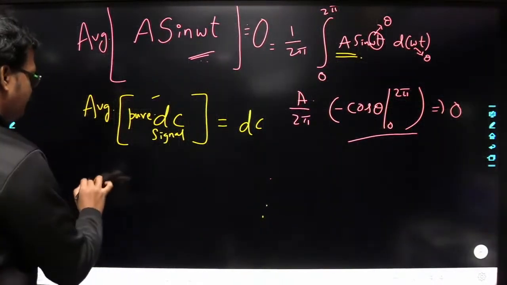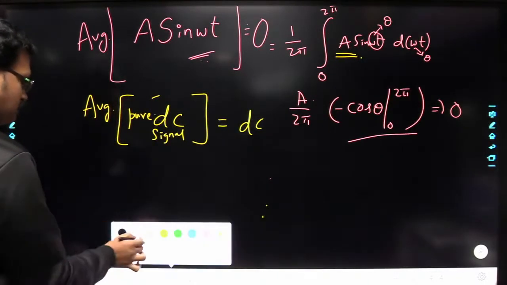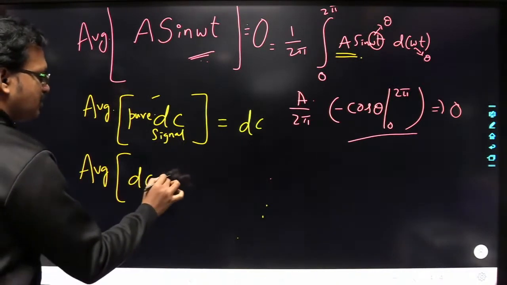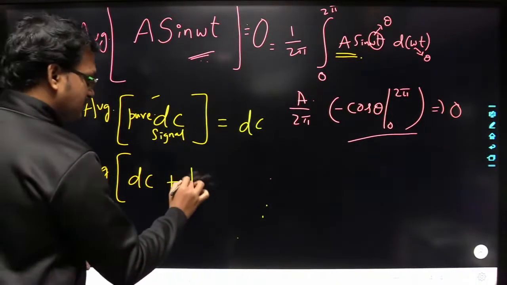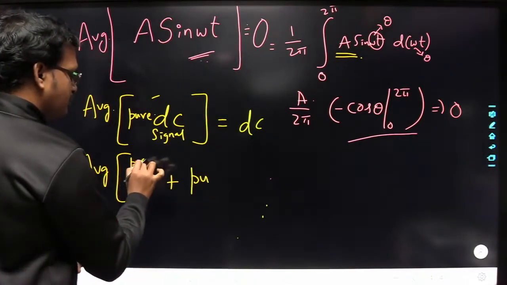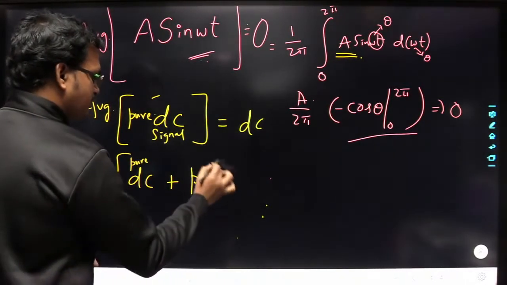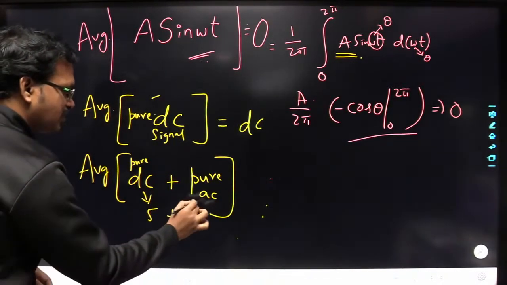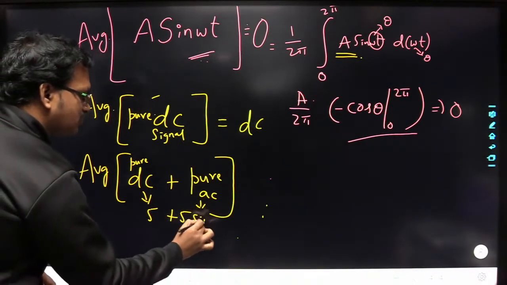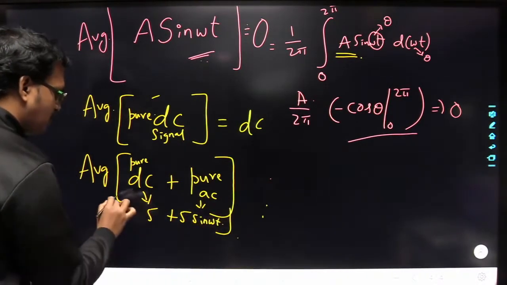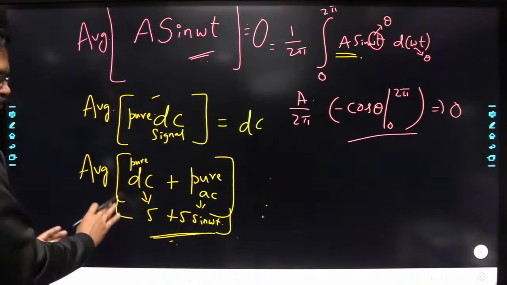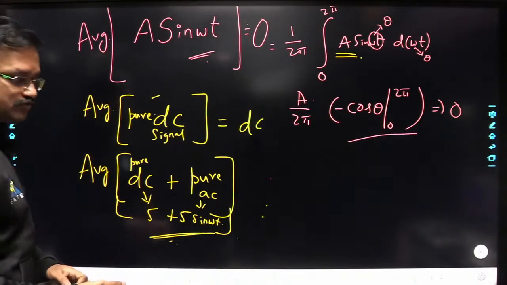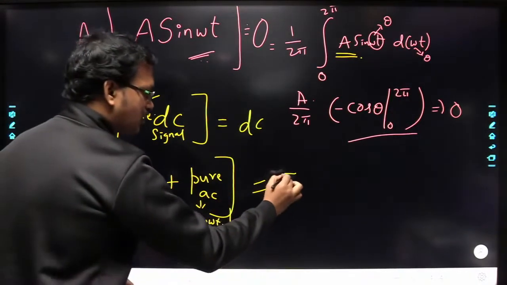Next, consider the average value of some DC signal plus a pure AC signal. Let us consider pure DC as 5 and pure AC as 5 sin omega t. This signal has both DC as well as AC. Now if I try to determine the average value of this one, what are you going to get? You are going to get 5.